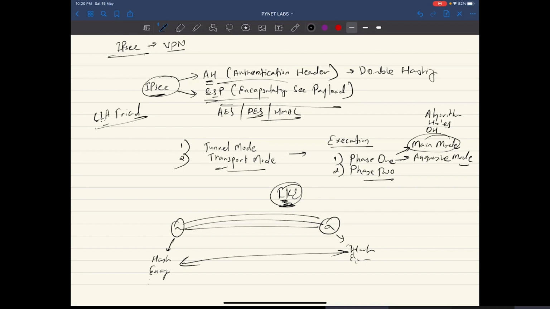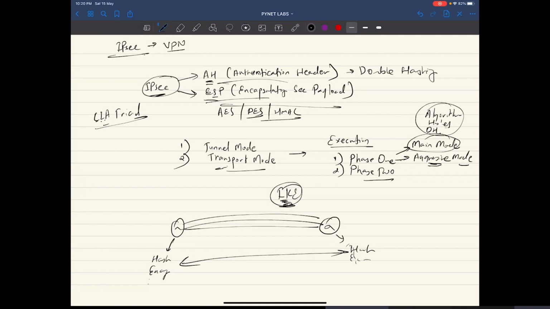Then you have aggressive mode, where fewer exchanges are done. It is not as complex as main mode, because main mode goes through all the exchanges, and once that is ensured, only then does it move on to the second phase. Aggressive mode is quite casual. It doesn't look into the details that deeply. The only trouble is that the information is shared before there is a secure channel, making this mode vulnerable. So aggressive mode is not as secure as main mode.